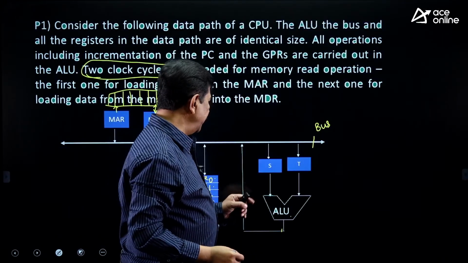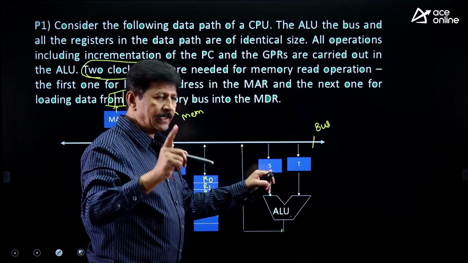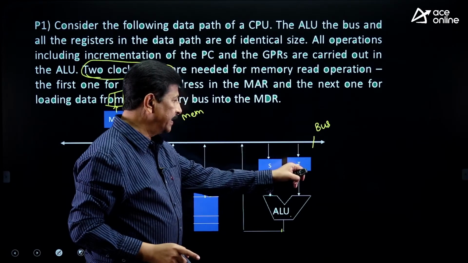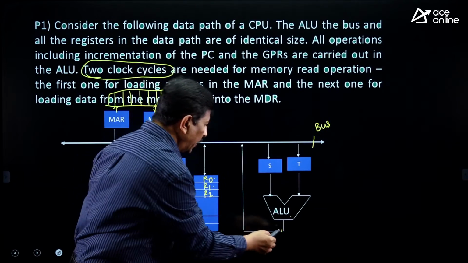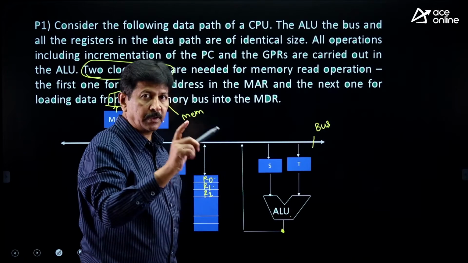So the time is going to be in this fashion. R0 value should come to S register, that is 1 clock cycle. R1 should come to T register, second value, and then whatever result is coming here, that should come back into R0, that is the third clock cycle.